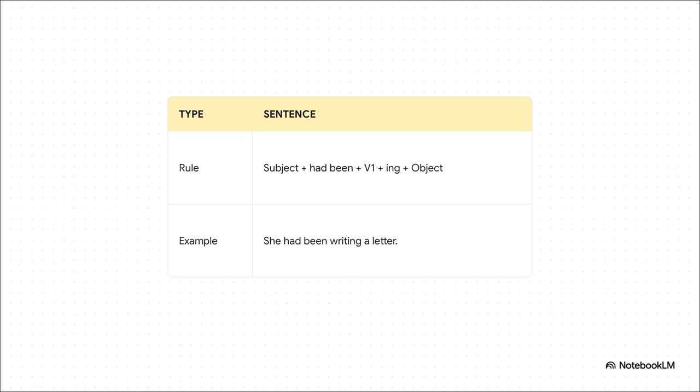Okay, so building on that idea, the past perfect continuous is all about the duration of an action that was happening before another past event. She had been writing a letter for 2 hours before the power went out. So you're not just saying what was happening, you're telling us for how long it had been happening.